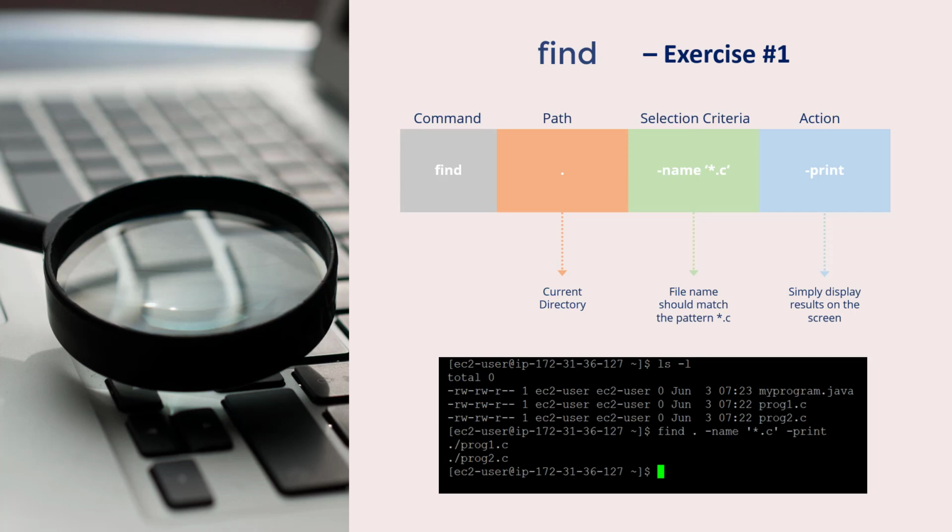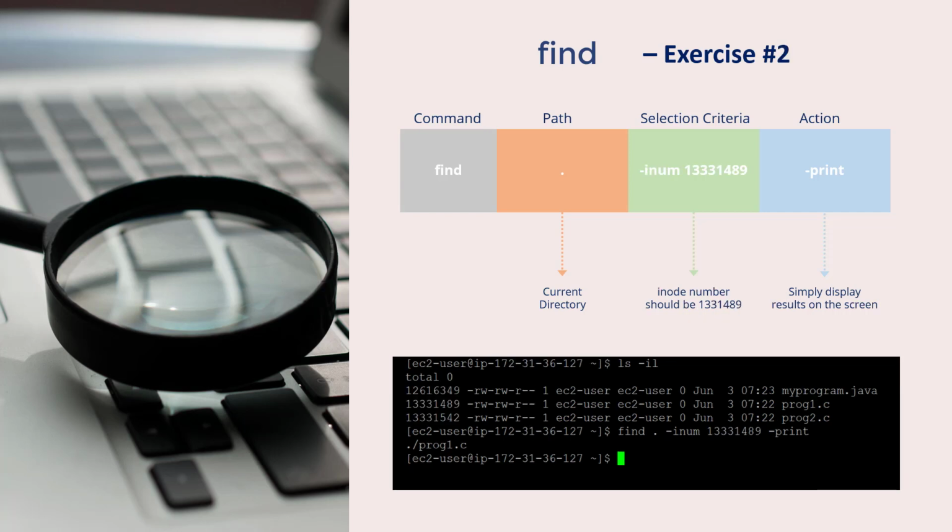Let's move on to our next exercise, exercise number 2. Here we use a different selection criteria. Everything else like path and action remain the same. In the selection criteria, we use the -inum option. This is used to select a file or directory with a specific inode number.